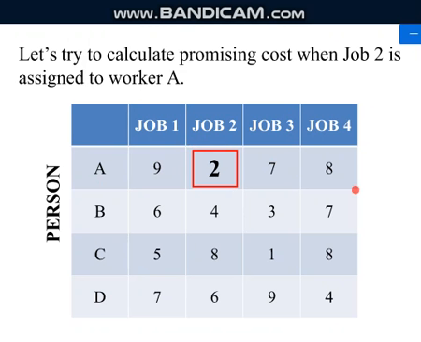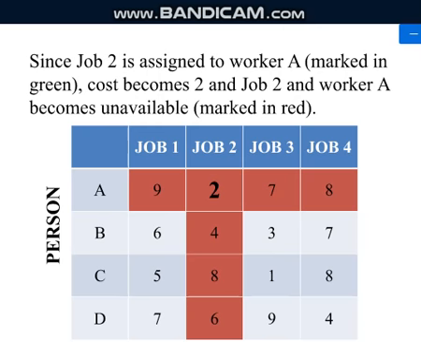So now person A is done. That means you cannot allocate any other job to person A, and neither can you allocate job 2 to any other person. So that is what is told here. Job 2 is already assigned to worker A, so you cannot allocate job 2 to any other person, nor can you allocate other jobs to person A. That is why it is marked in this different color. Now, whatever is remaining, you have to check for the least possible cost.